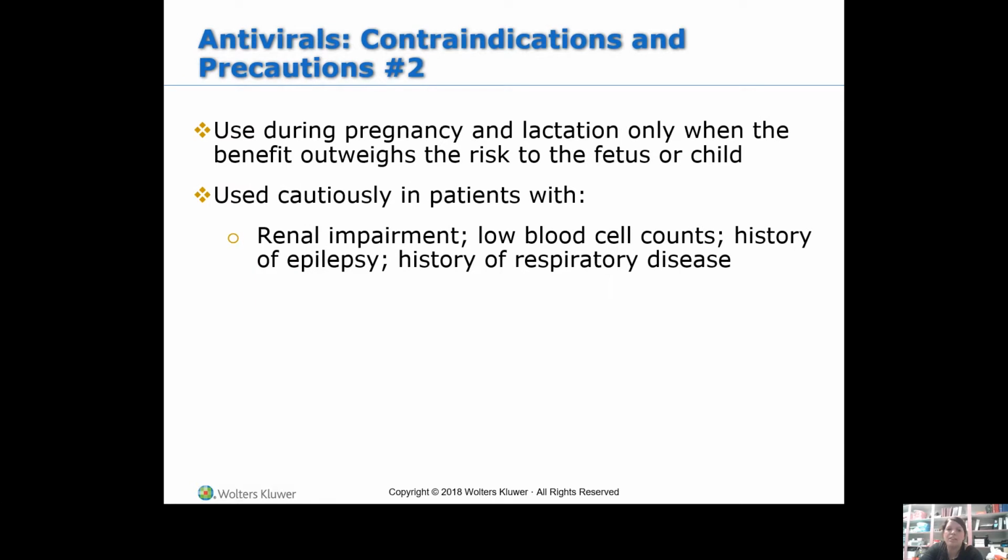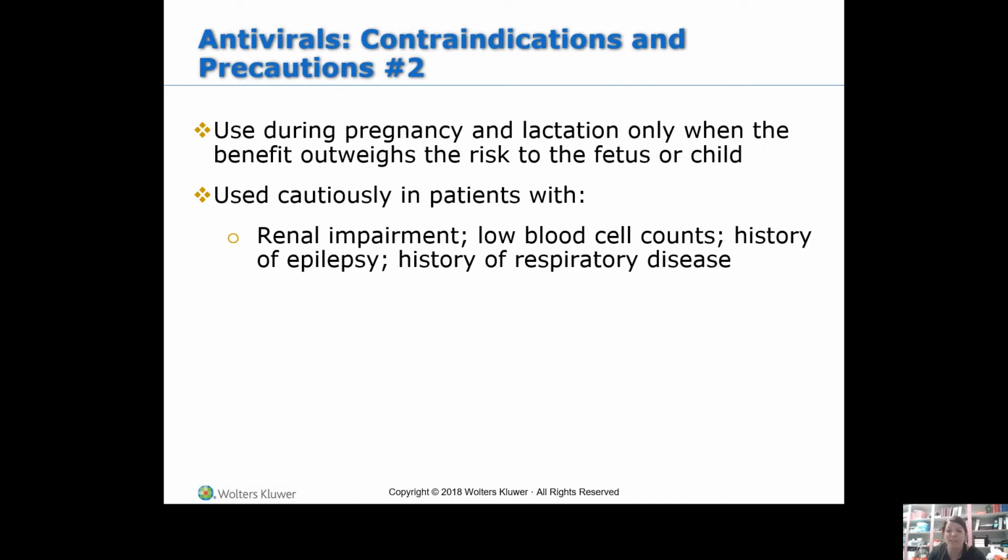So in regards, antivirals are used in pregnancy and lactation only when the benefit outweighs the risk to the fetus or the child. So, we said that they can be harmful to our body, to the cells in our body. So they can often be harmful to the fetus and baby. So what happens is, at the end of the day, like I told y'all with everything, it's a risk-benefit thing.